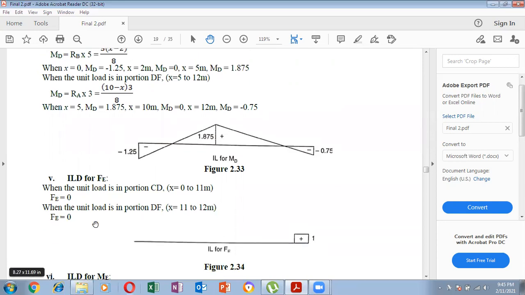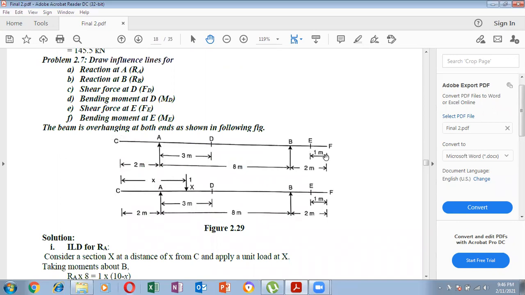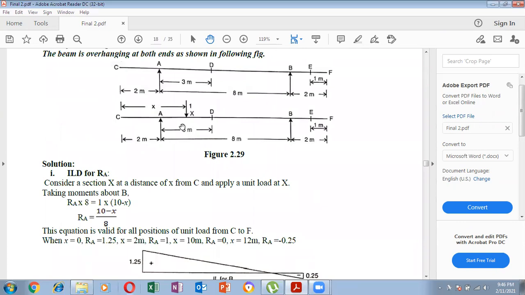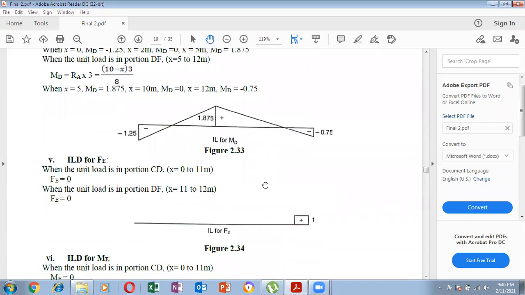So next we are going to find out the ILD for FE. So that is 0 to 11 meters. We have to check what is the loading portion. See, E is 1 meter from the overhanging end, that is F. So we can divide it into 2, that is 0 to 11 meter and 11 to 12 meter. So when the unit load is in portion CD, X is equal to 0 to 11 meter, the shear force will be equal to 0. When it is 11 to 12, shear force will be equal to 1.